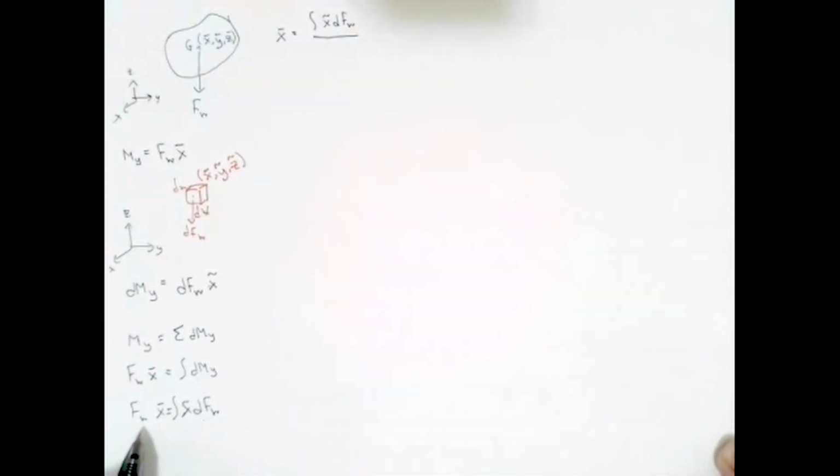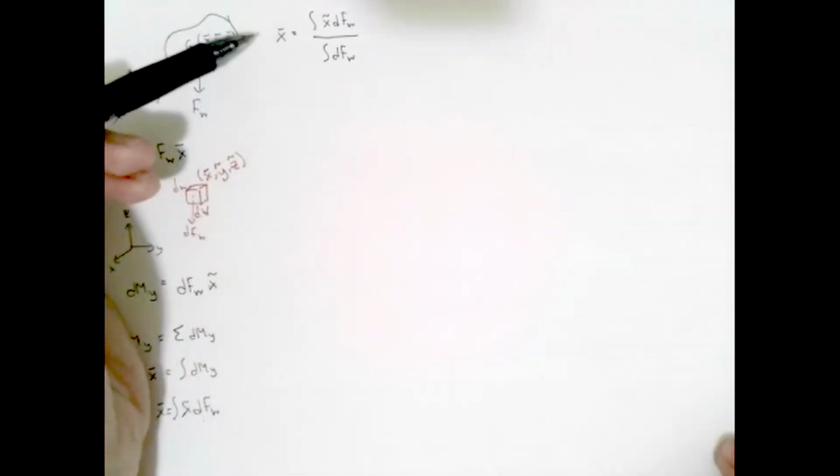So if we look at this equation, what we have is a pretty simple equation that can be solved by simply solving for x bar. So we get that x bar should be equal to the integral we have here, the integral of x squiggly dFw, divided by the total weight. And we know the total weight is simply equal to the integral of dFw, because the integral of dFw is just Fw. So we get our equation for the x coordinate of the centroid of this element.